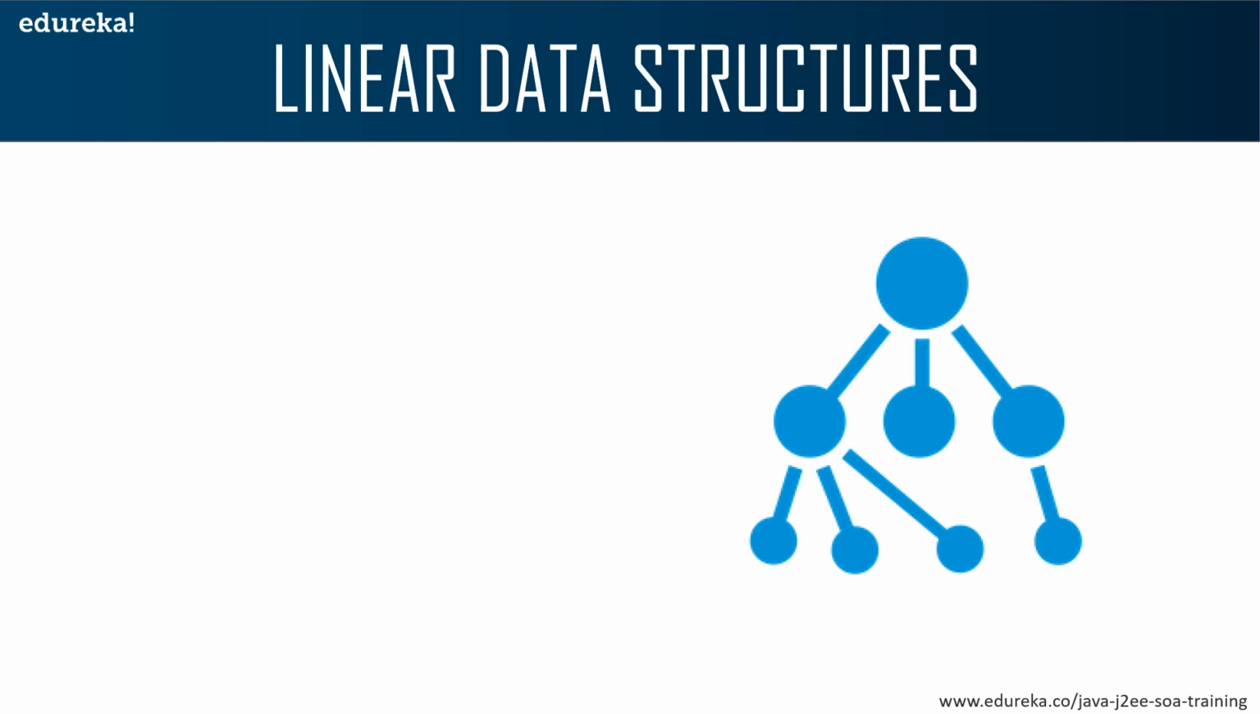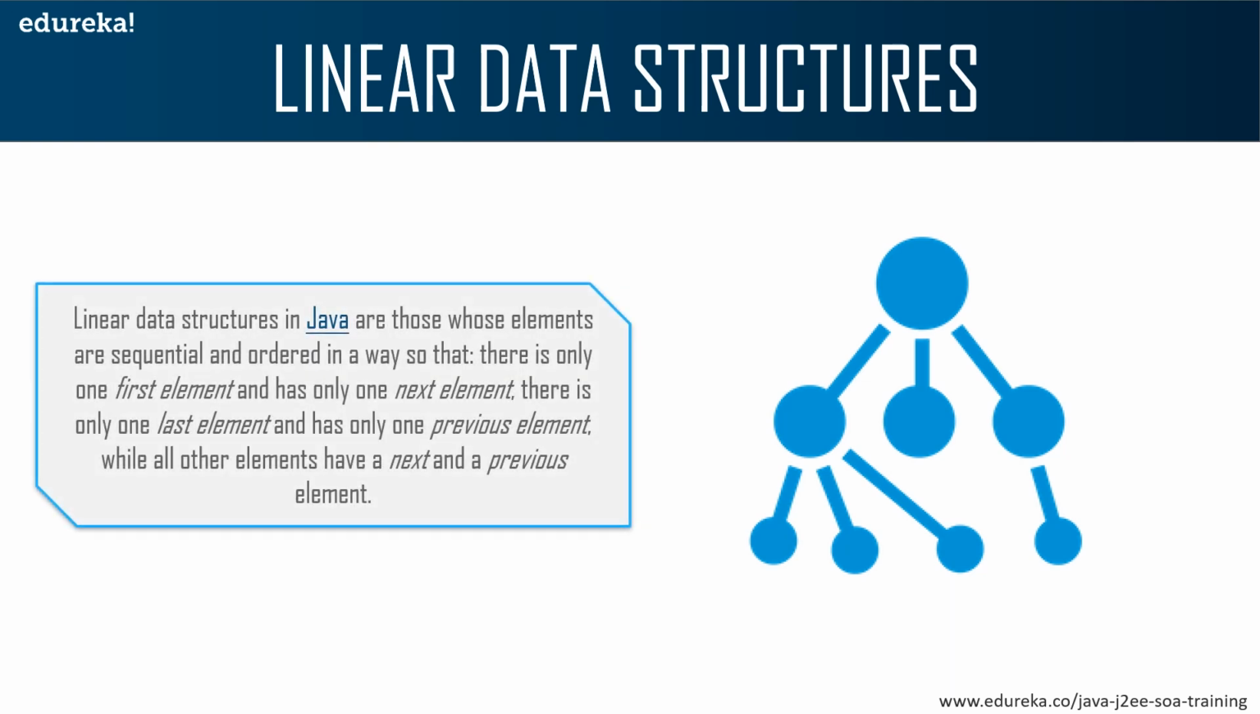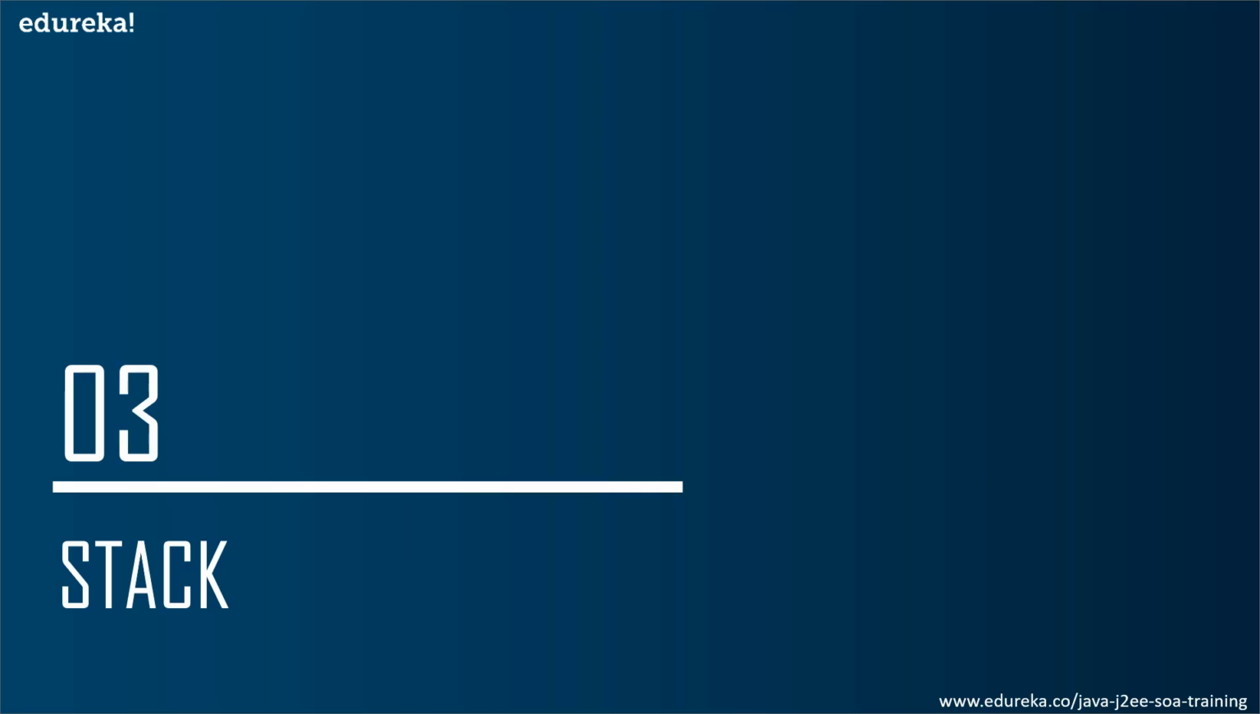So what are linear data structures? Linear data structures are those whose elements are sequential and ordered in a way so that there is only one first element and it has only one next element. There is only one last element and it has no next element, while all the other elements have a next and a previous element. So there cannot be multiple previous elements or multiple next elements. Note that there is only one previous and one next element. Based on these categories, linear data structures are divided into stack, queue, and linked list.